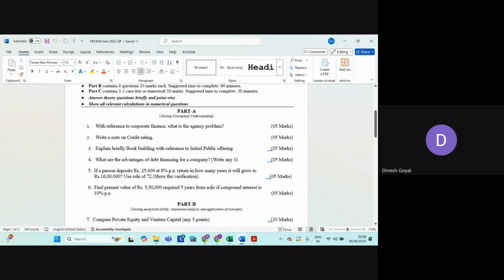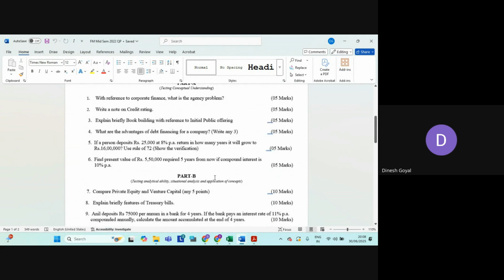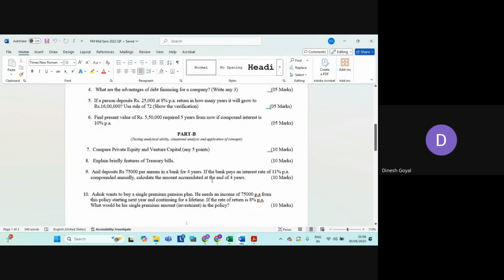But this time your paper pattern is different, so that we will discuss on the 2nd July: what is the paper pattern and how it can come. First just try to understand the concept. For mid-sem again I will explain what is more important in theory also and everything.